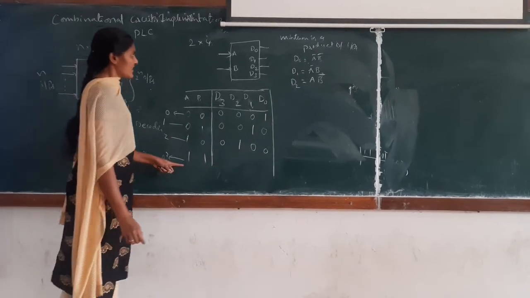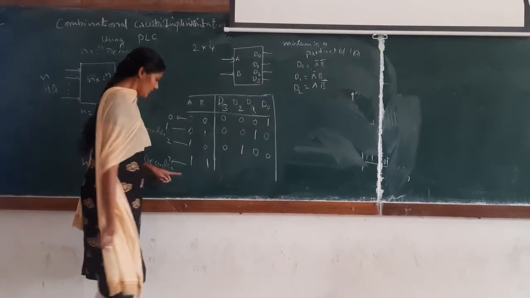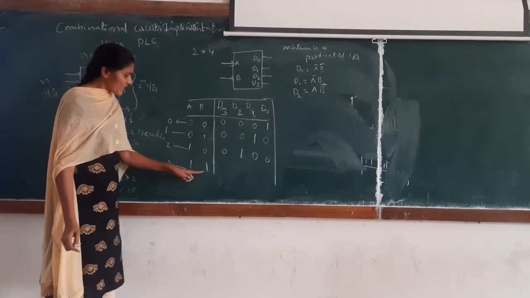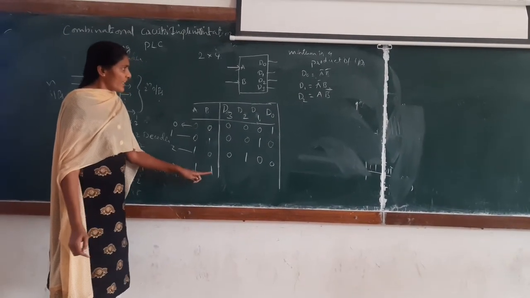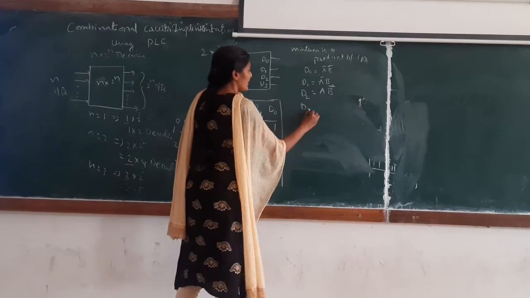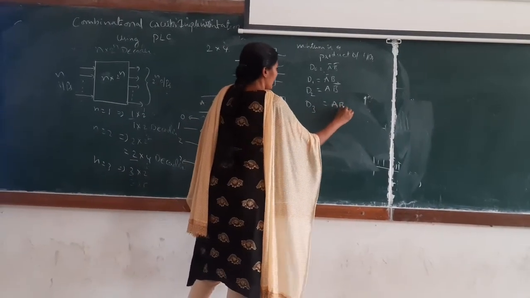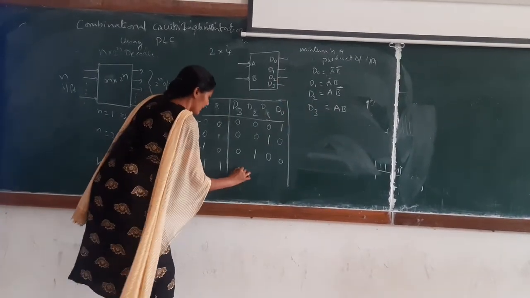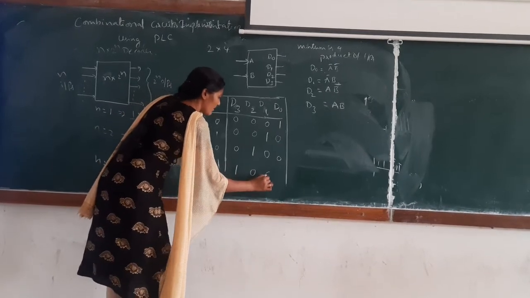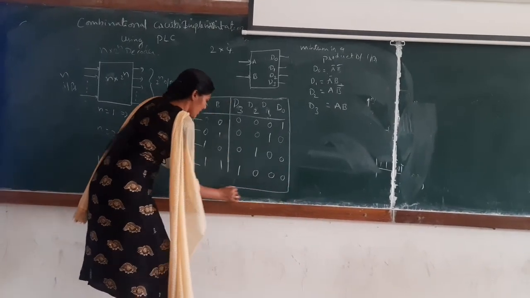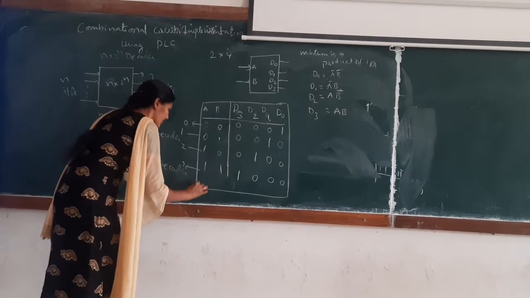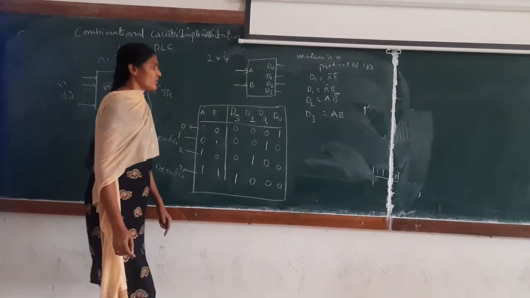Let us see the third output, D3. D3 has the two inputs in the normal state, A into B, so D3 equals A B. So D3 goes to high and the remaining go to zero. So this is the truth table of the 2 to 4 decoder.